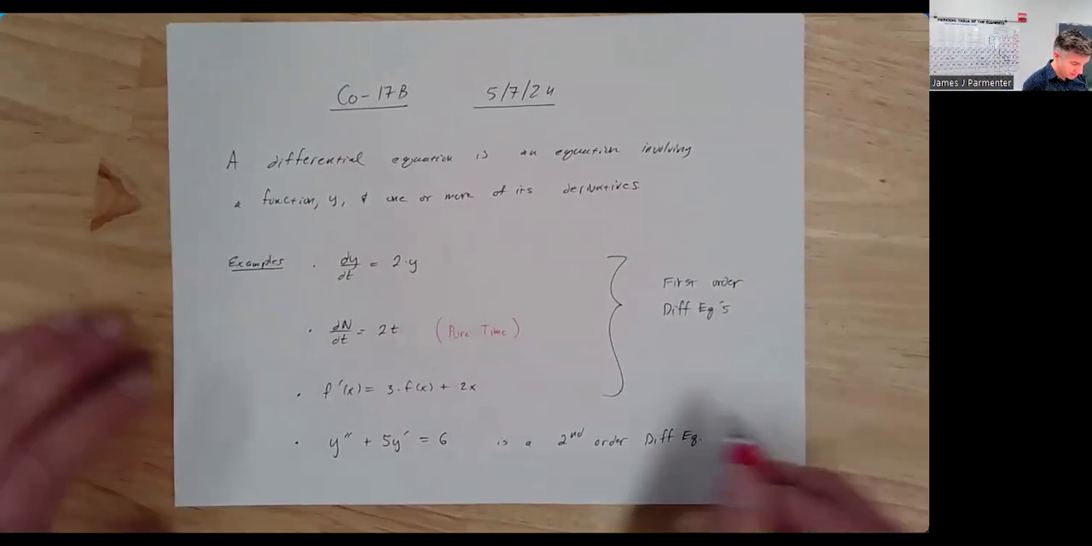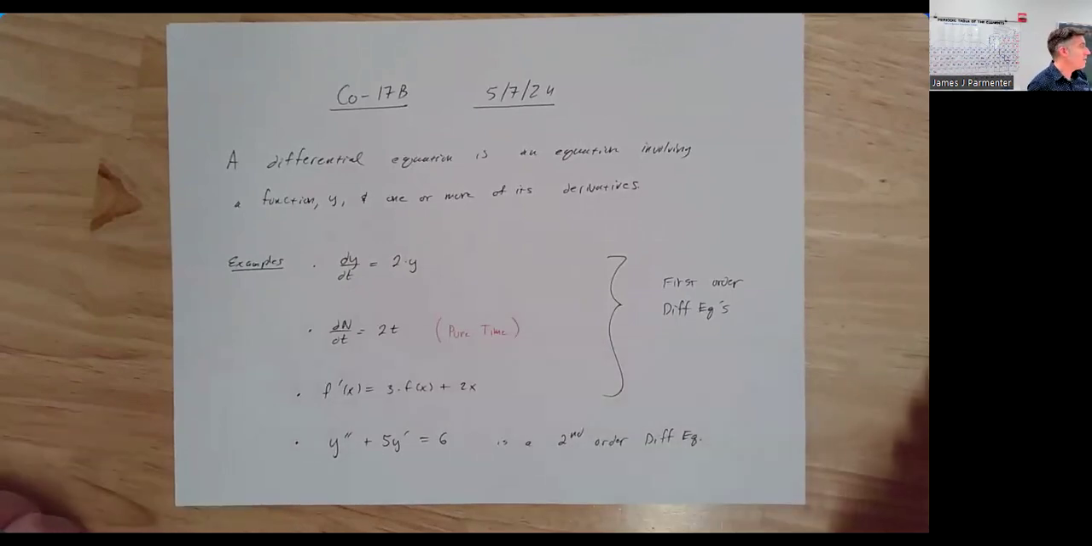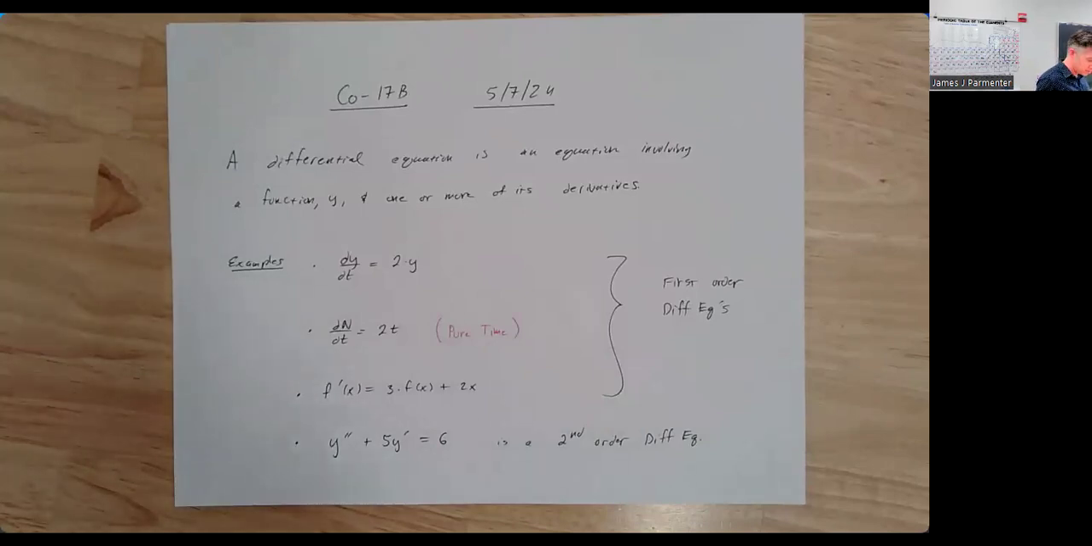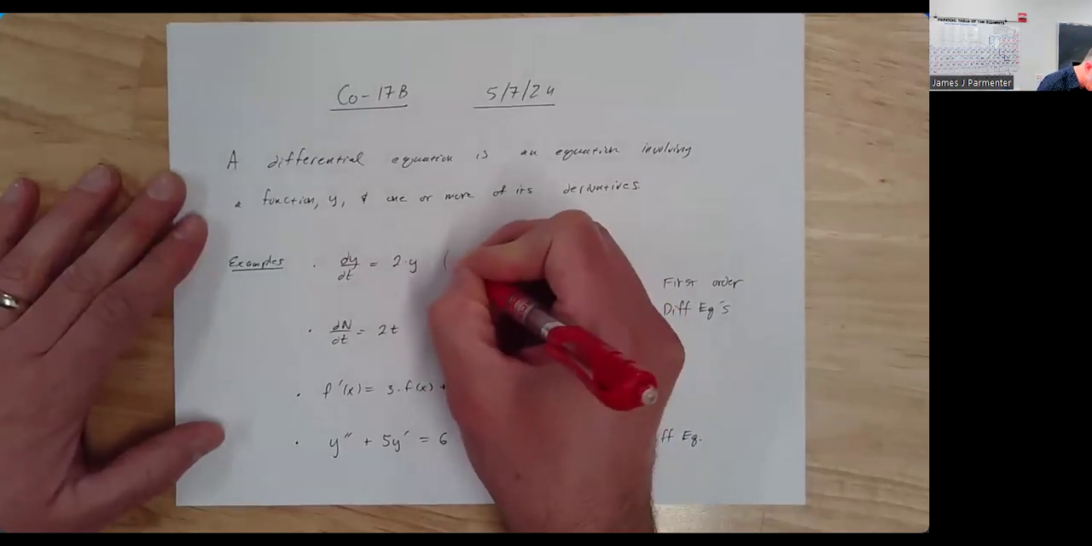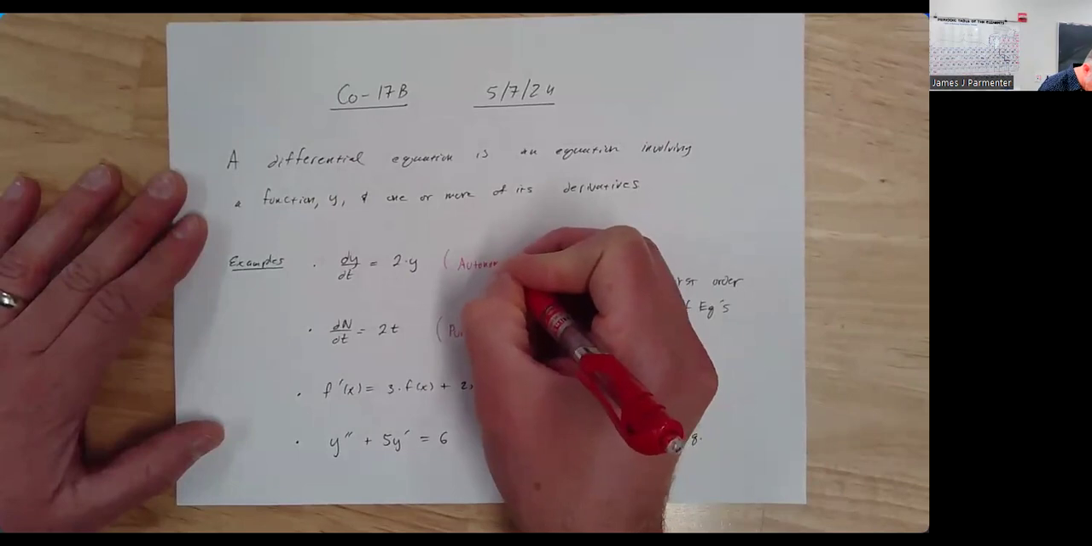On the other hand, this first one I wrote, dy/dt equal to 2 times y, is definitely autonomous, because the derivative only depends on the function y and does not depend on the independent variable time. This one is autonomous. Autonomous, I can spell, sure.